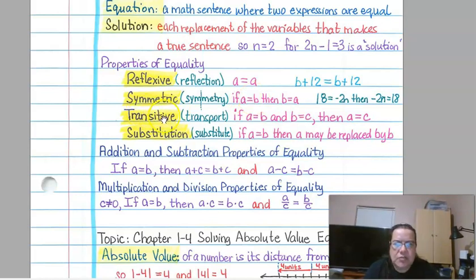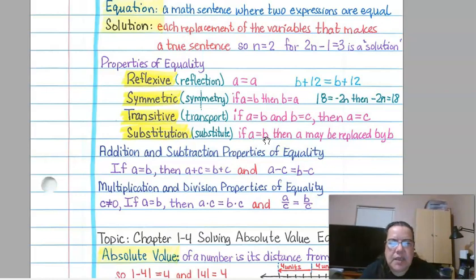Another property is the transitive property. Think of transportation, where if I have A is equal to B and B is equal to C, then I can transport the A being equal to the C. So that is the transitive property. And then we have the substitution property, where if I have A equal to B, then I can replace A anywhere by whatever B is. So if X is equal to 5, everywhere I see an X, I could put the number 5 in its place. And you've done that before.